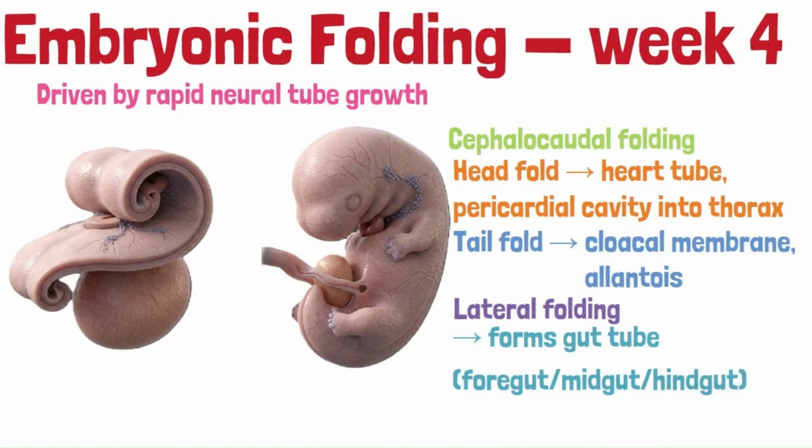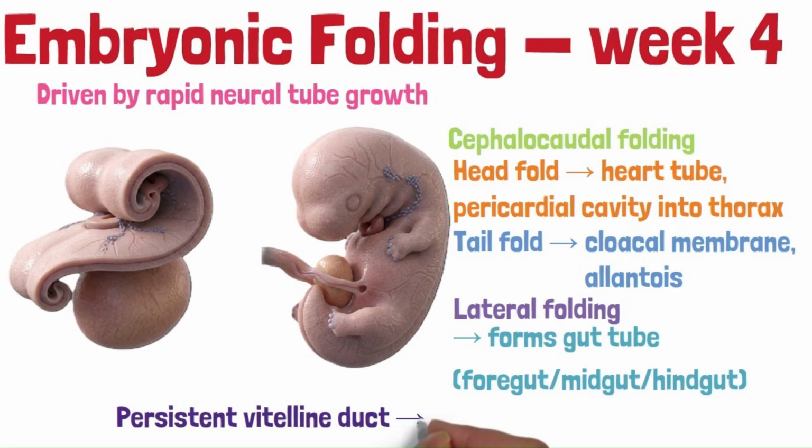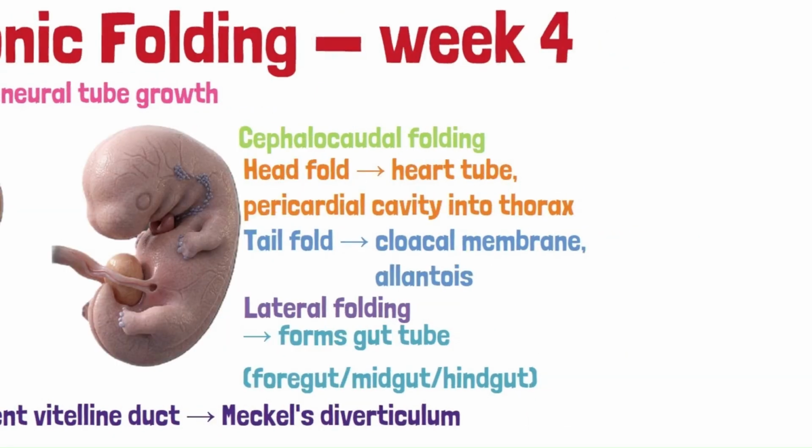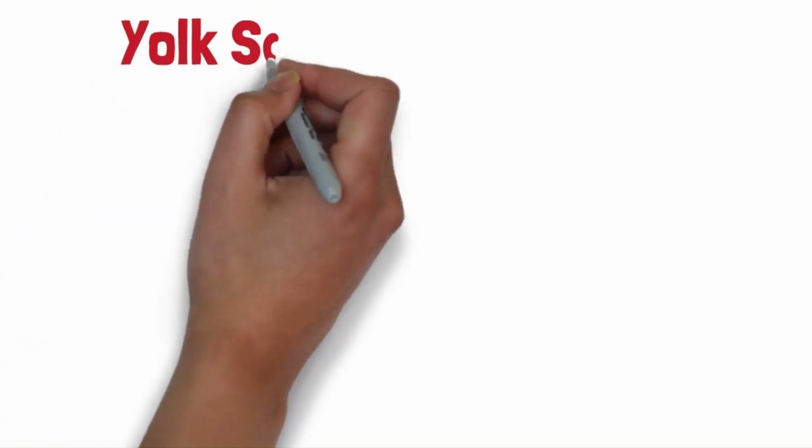Clinically, if the vitelline duct does not regress, your patient ends up with a Meckel's diverticulum, the true diverticulum that follows the rule of twos. And if the gut fails to return into the abdomen properly, you get an omphalocele.